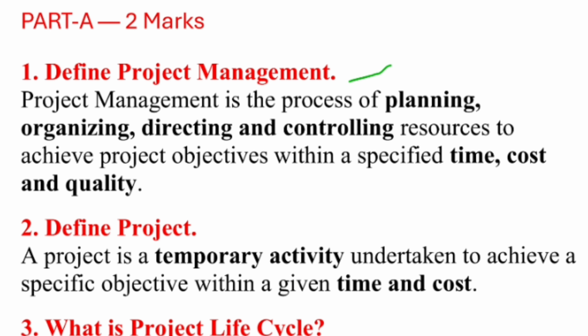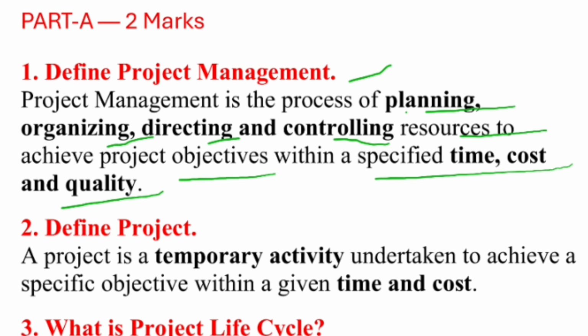Define project management. Project management is a process of planning, organizing, directing, and controlling the resources to achieve project objectives within the specific time, cost, and quality. That is project management. Coming to project, what do you mean by project? A project is a temporary activity undertaken to achieve a specific objective within given time and cost.